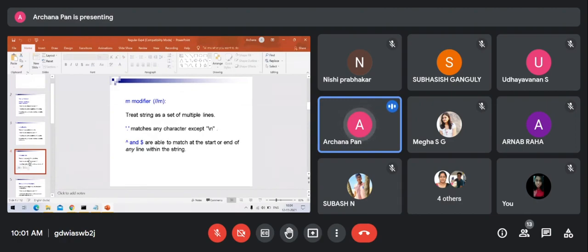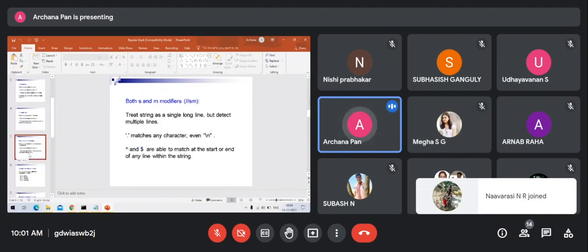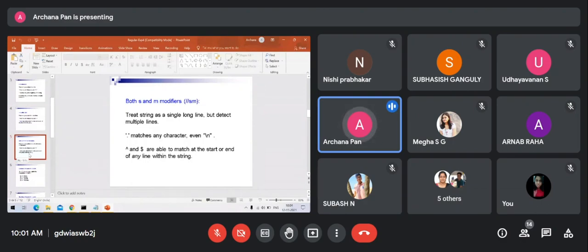I have one example, then you will understand. Before that, the sm combination: when you are using the s and m modifiers together, it will change the function of the dot operator, the caret and the dollar, all of them.